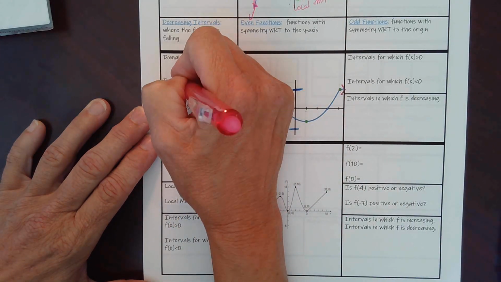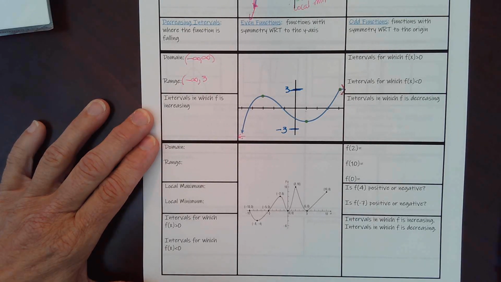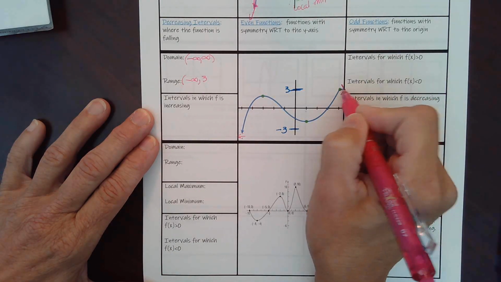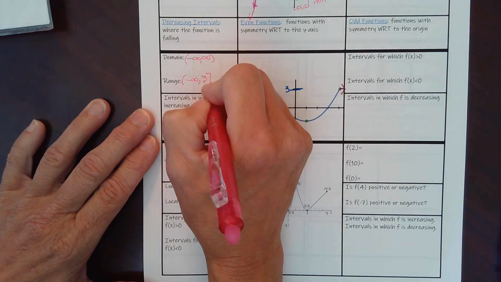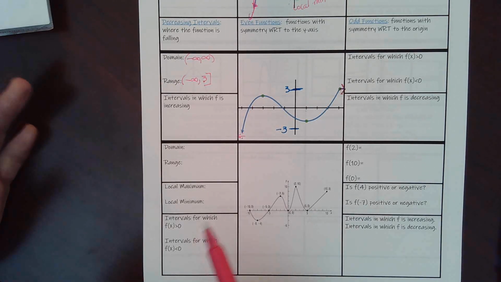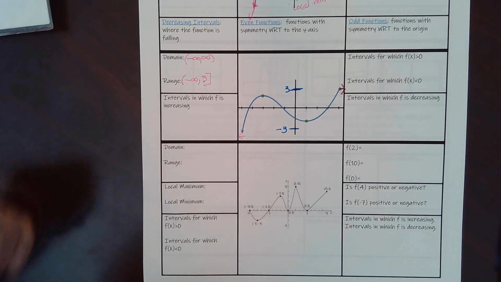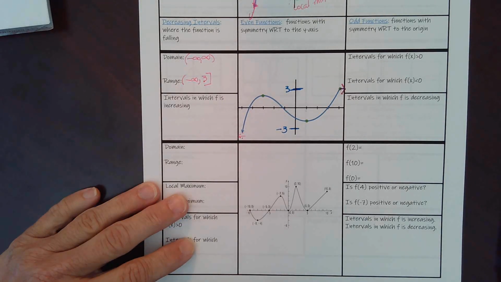We put parentheses around infinity, and then because 3 is the absolute largest y value, we will close that with a bracket. So a bracket says that value is included in the set of numbers.